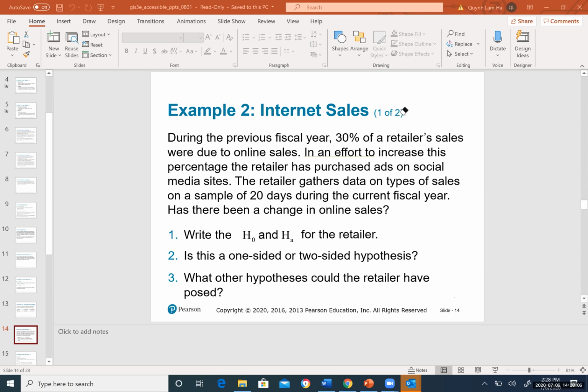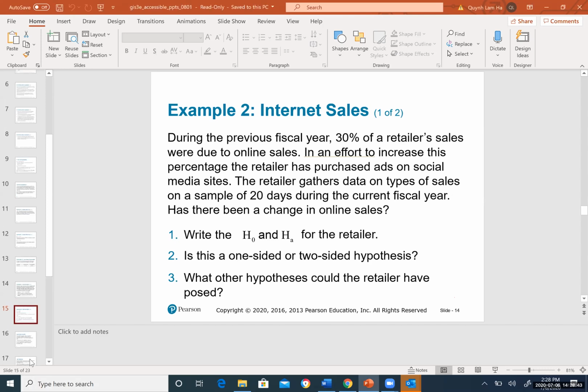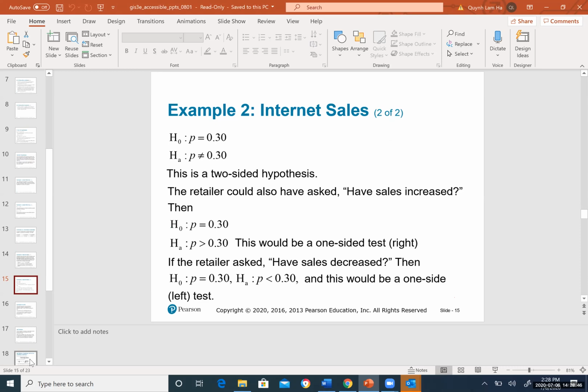And step 2, question 2, they're asking, is this a one-sided or two-sided hypothesis? There are no keywords talking about two-sided, so here it is just one-sided, and I interpret by using the word increase that I saw in the prompt right here. It's telling me it's one-sided and it's on the right side. So what other hypothesis could the retailer have posed? In order to answer all of this in detail, I underline all the keywords when setting up all of that.